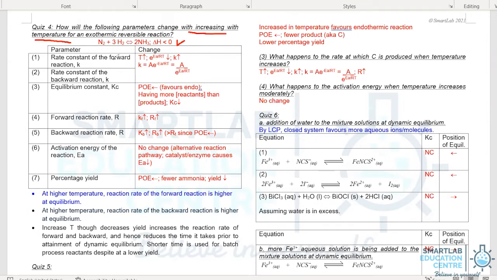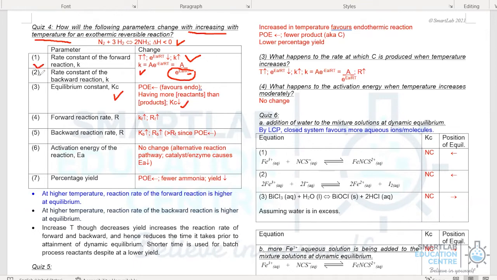So in terms of the rate constant of the forward and the rate constant of the backward, both will increase, since if you recall back in your kinetics, in your Arrhenius equation, if your temperature increases, the denominator becomes a smaller value. So the rate constant, both forward and backward, increases. And as for the Kc, since the position of equilibrium shifts backward, you end up with more reactant than product, so your Kc should drop.